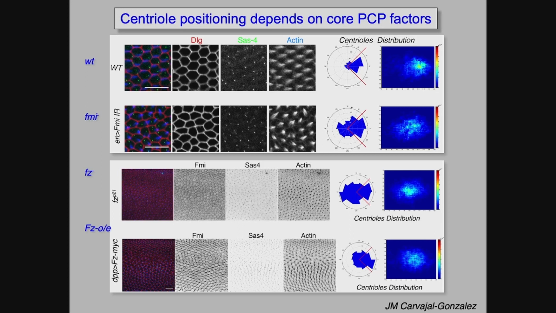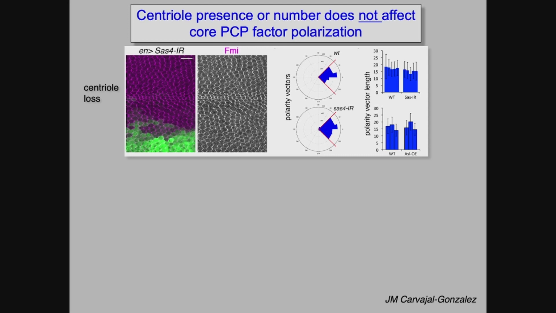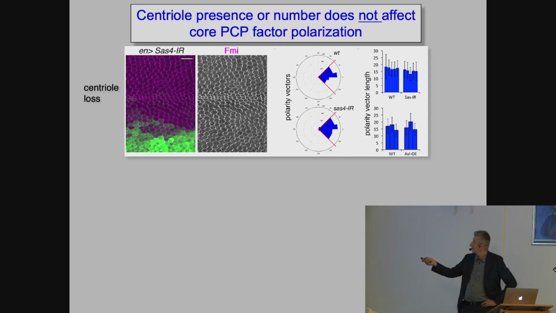Centrioles are mislocalized. Frizzled mutant, centrioles are mislocalized, and this is frizzled overexpression. Centrioles are mislocalized, and you get a PCP defect. So in both gain and loss of function of PCP, consistent with the idea that you need the right level, centrioles get mislocalized. And the other question we then asked, this is also published, so I'll go through it a bit quickly.